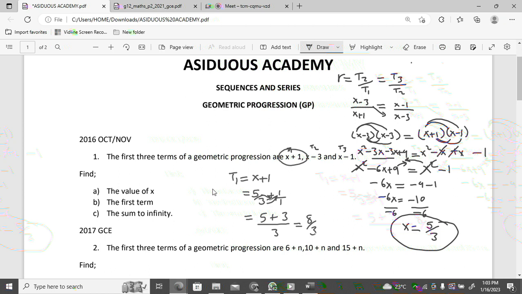Now the next one, since we found the first term, is saying find the sum to infinity. Before we find the sum to infinity, at least we need to know also the second term. It will be very important for us to know the second term.